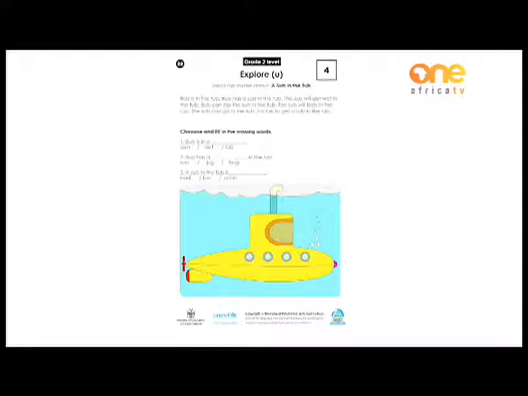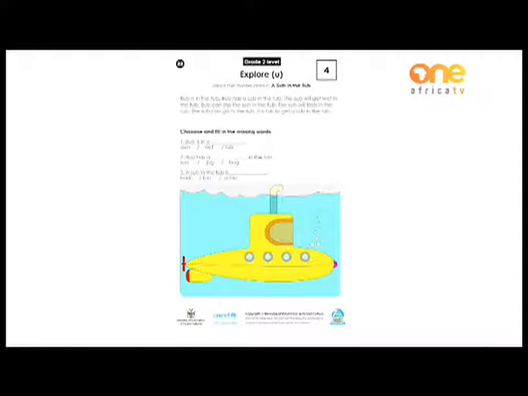All right. Now let's quickly look at our instruction there. Choose and fill in the missing words. Number 1, there are 3 words that you can choose from. Bob is in a blank. Where is Bob? Is he in a pen? Is he in a net? Or is he in a tub? That is correct. He is in the tub.